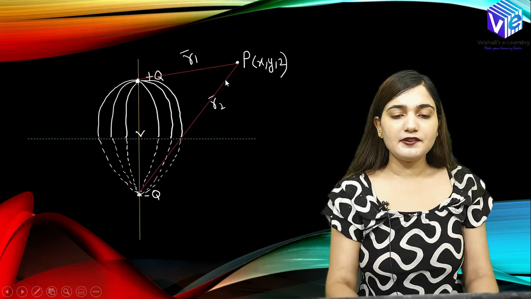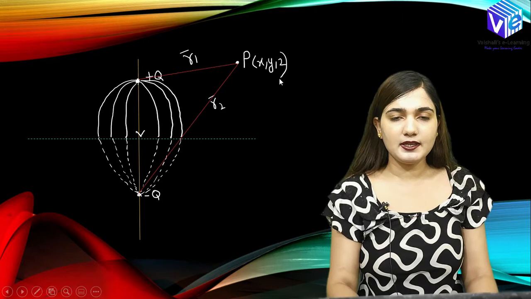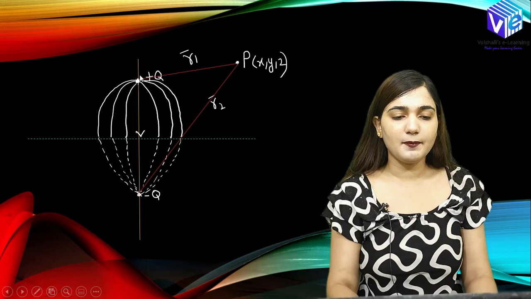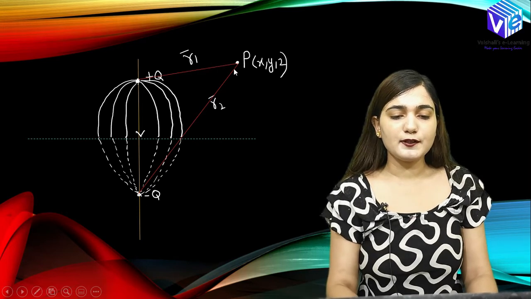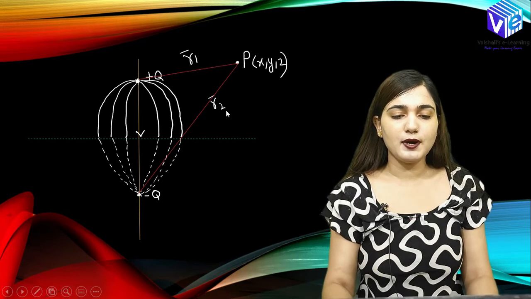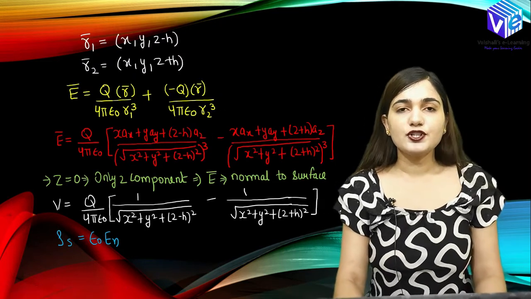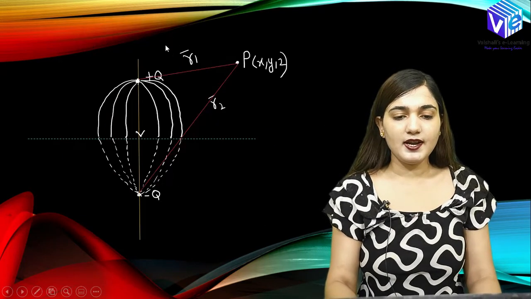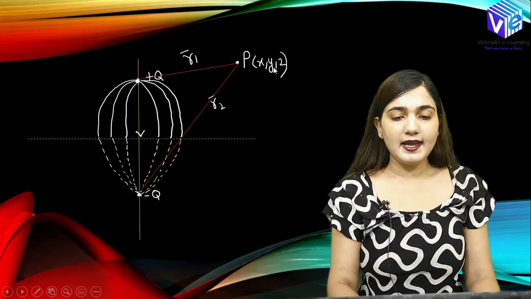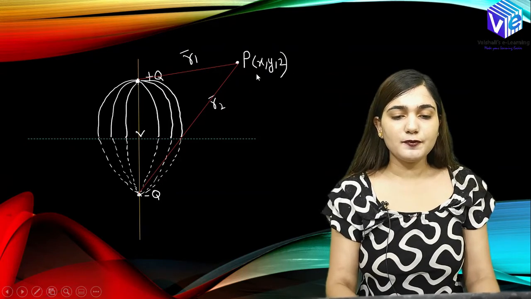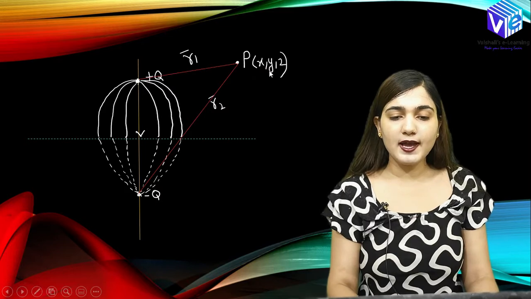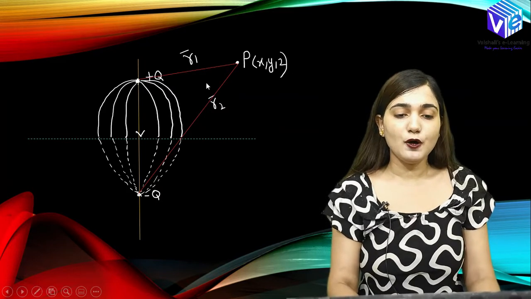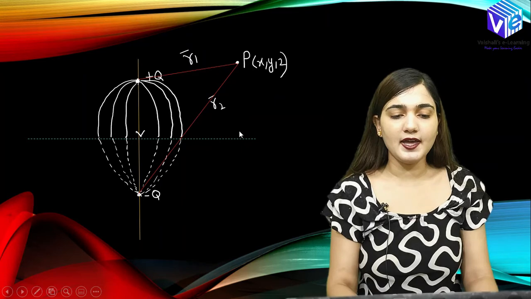At any point I can find out any of the parameters V, E, D or rho by drawing the distance between the plus q and the P and minus q and the P. So we have taken them to be equal to r1 and r2. So this is the more generalized solution. So here you can see we have taken r1 to be x, y, z minus h, right? So r1 would be x, y, z minus h, and r2 would be the same parameter for x, y, but we will be having z plus h. Only z is changing for r1 and r2, right?